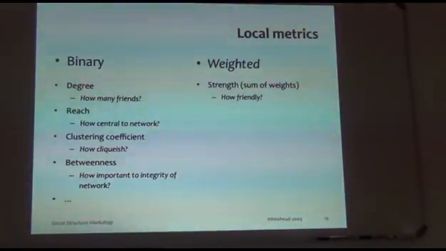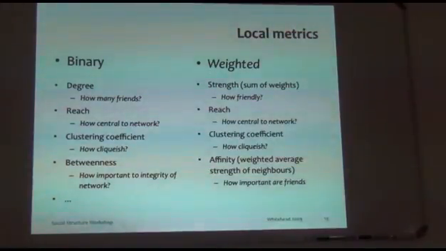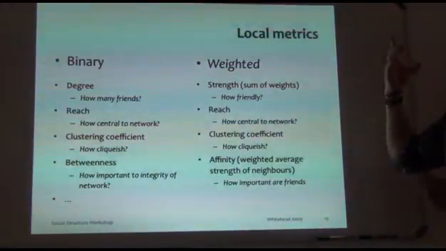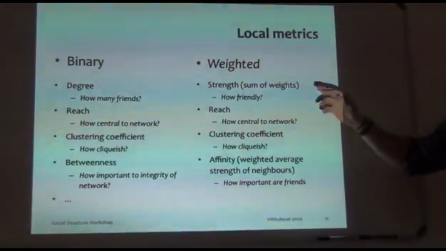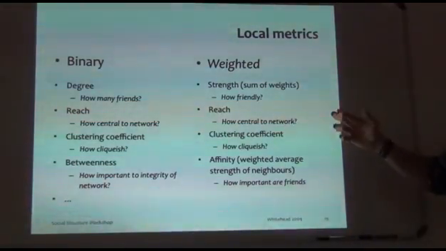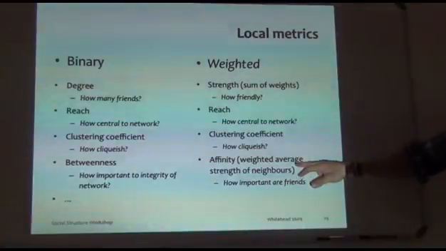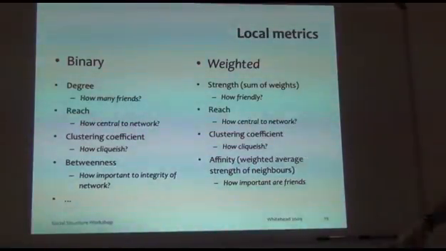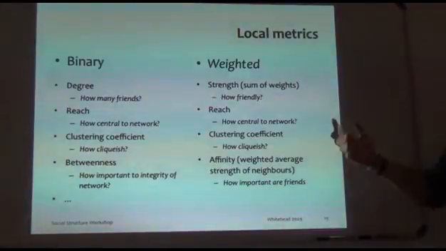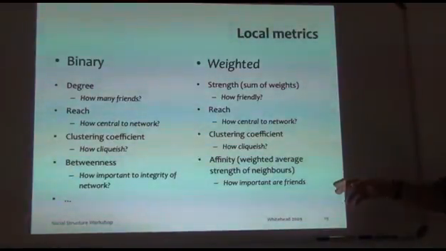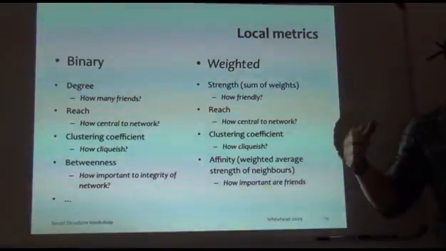And the weighted versions of them would be pretty much the same, but if you have more information, you'll also have the weight of the links. So how many friends or how friendly they are, here would be pretty much the same. And affinity, which is the weighted average strength of your neighbors, what I just said. So how important your friends are.